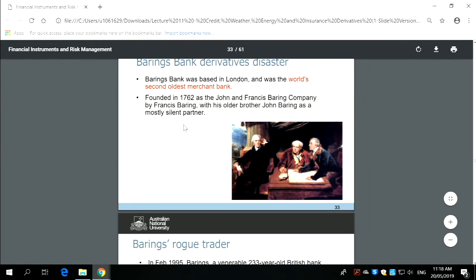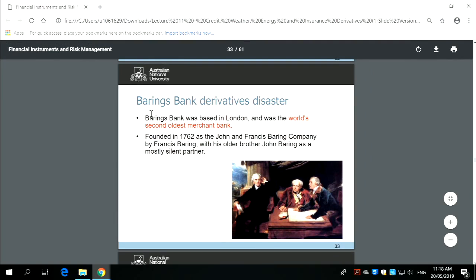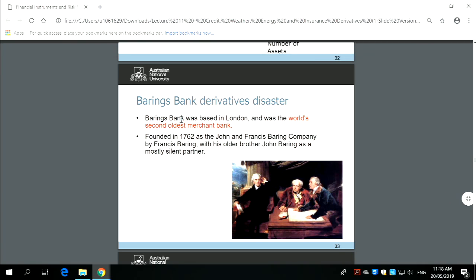Okay, so our story begins with this bank, which no longer exists today. It's called Barings Bank. When you read textbook cases of derivative disasters, Barings Bank is up there, at the top of the list. Barings Bank dates back to 1762, and that's the founder and co-founder of Barings Bank in the picture there. In the mid-1990s, Barings was the second oldest bank in the world.